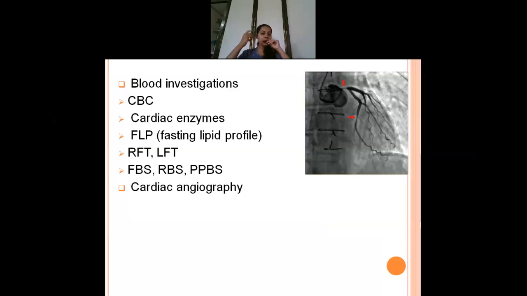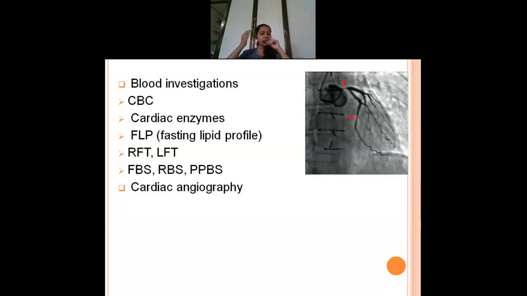You can also do cardiac enzymes, especially if they had a heart attack recently. Then lipid profile, to find out the cholesterol level in the patient. So a fasting lipid profile is a must. Okay, and we also have to find out HDL and LDL levels. Next, liver function test can be done, LFT.